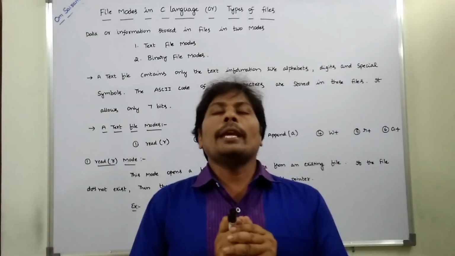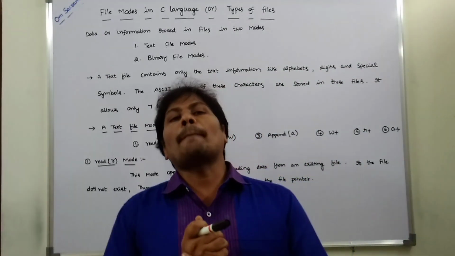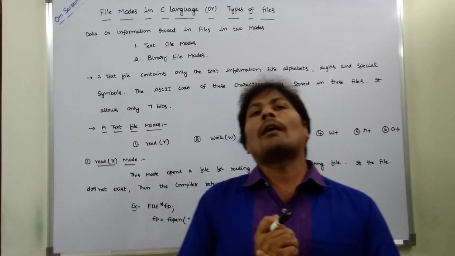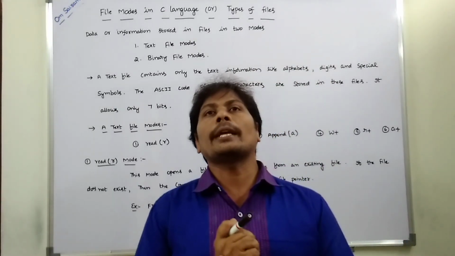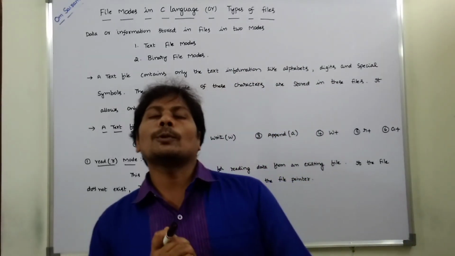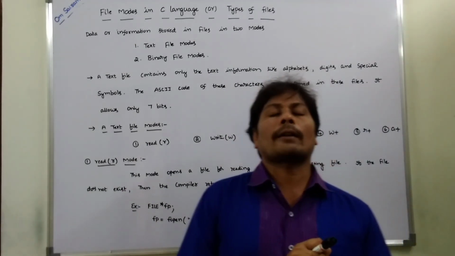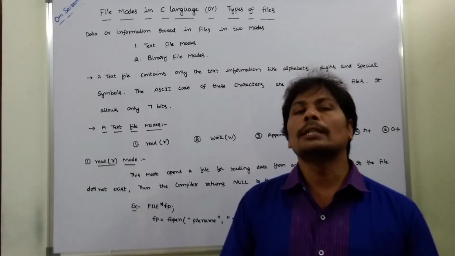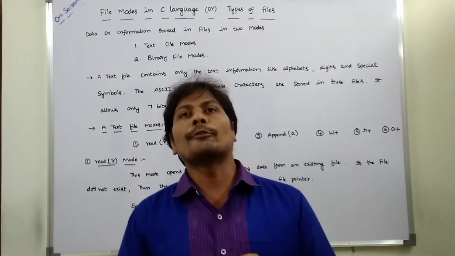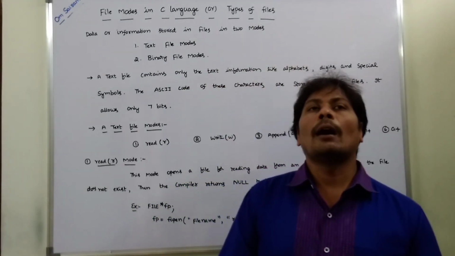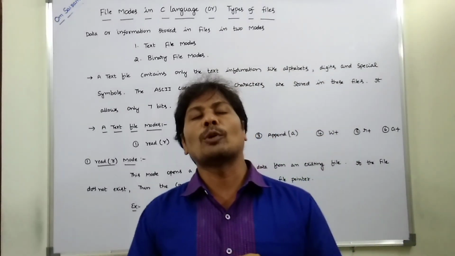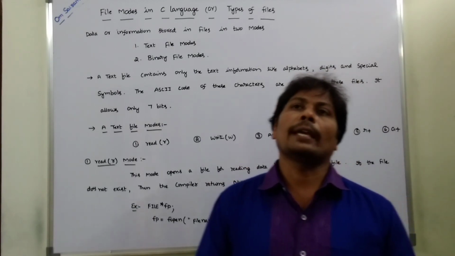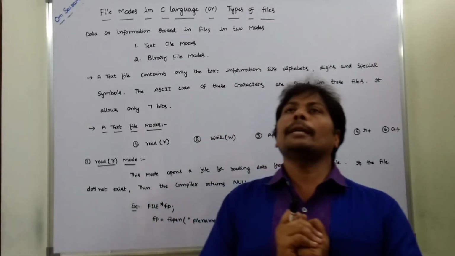Here there are some text modes. The information or data is stored in text modes. There are 6 modes. First one is read mode and second one is write mode. Third one is append mode. Fourth one is R plus mode, fifth one is W plus mode and sixth one is A plus mode.